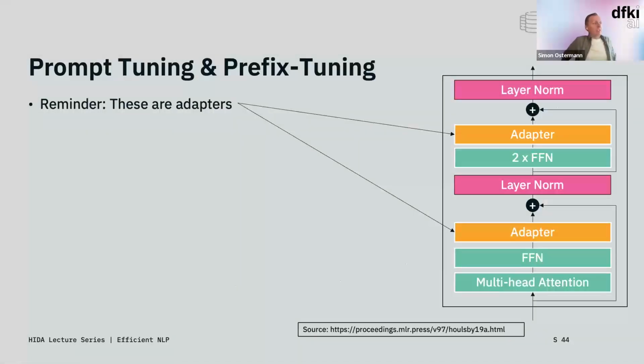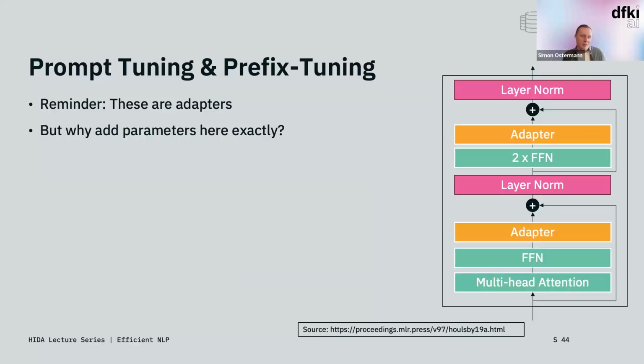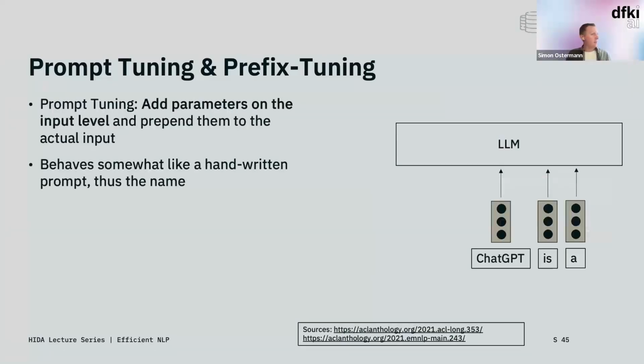Of course, a reminder: these are adapters, right? You add parameters inside of the model. And now smart people ask the following question: why should we add parameters here exactly? There could be any other way to add parameters. And then with the boom of very large language models, people realized they focus a lot on the input, right? So prompting is a new research direction now, formulating a question to a very large model in a smart way. And this is the basic idea of prompt tuning, or with its variation, prefix tuning. The idea is that you just add parameters on the input level and prepend them to the actual input, like so. And then this behaves somewhat like a handwritten prompt. That is where the name comes from.